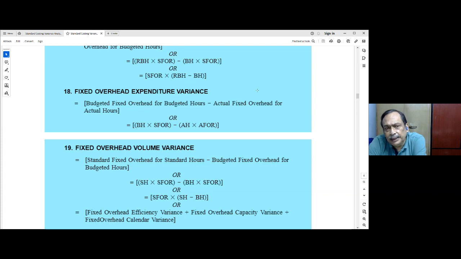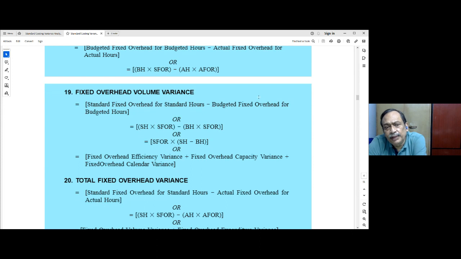Then fixed overhead expenditure variance is the difference between budgeted fixed overhead for budgeted hours minus actual fixed overhead for actual hours. That is budgeted fixed overhead minus actual fixed overhead. Or we may compute it as BH into SFOR minus AH into AFOR.